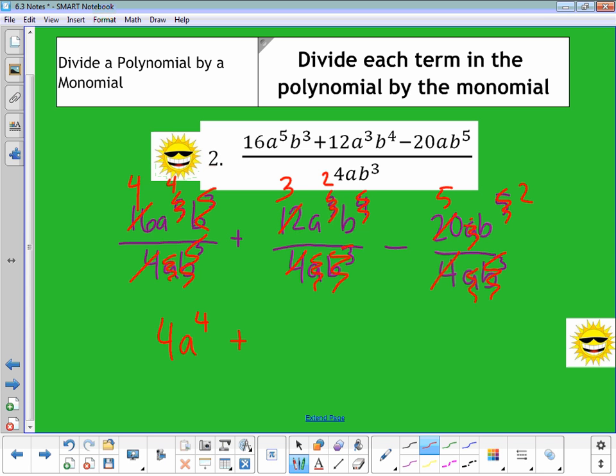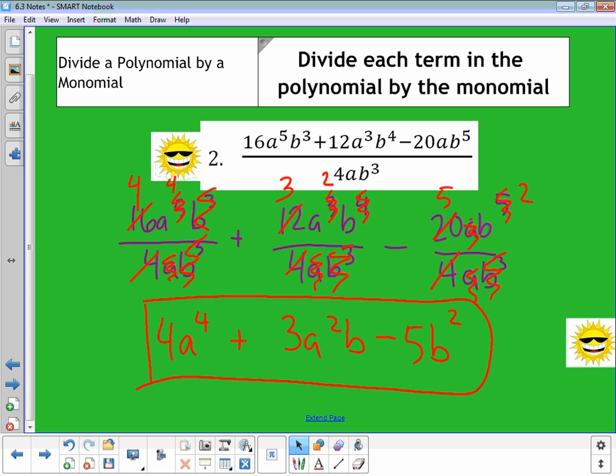So I have 3a^2b in the middle. And then I have negative 5b^2 at the end. So I have 4a^4 plus 3a^2b minus 5b^2. And that's my quotient for those polynomials.